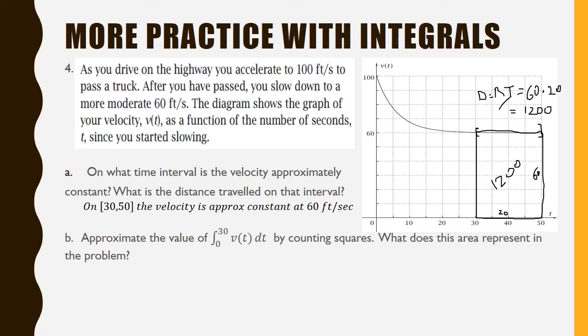So when part B says approximate the value of the integral from 0 to 30, what we're talking about is this area right here. Then you might start to think, why would I want to find that area? Well, that might tell us something about the situation. But first, let's approximate it.